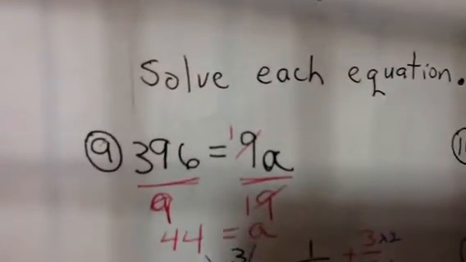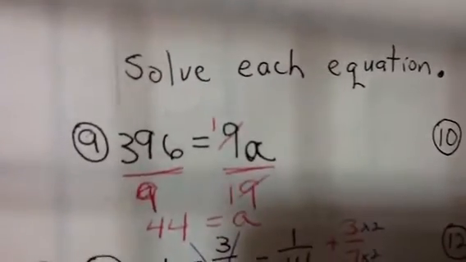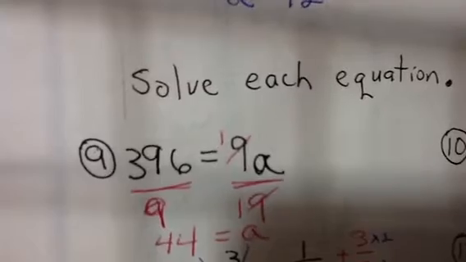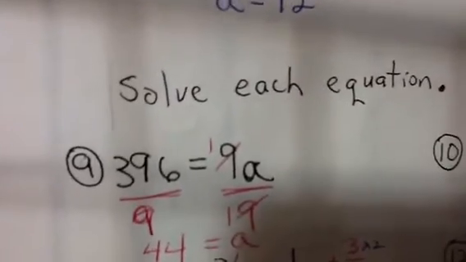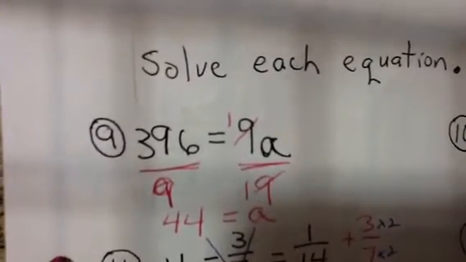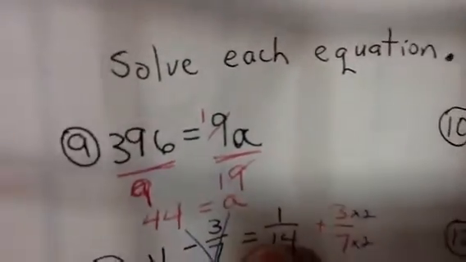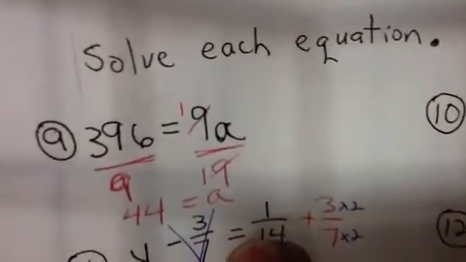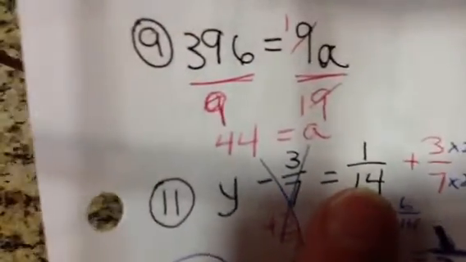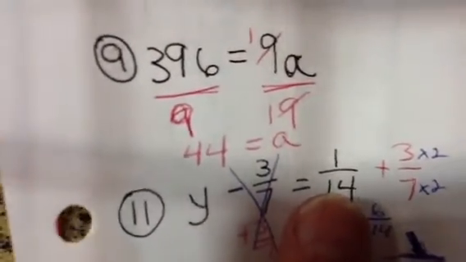Notice the original problem, 396 equals 9a. 9a means 9 times a, so I did the opposite, divide by 9, divide the other side by 9, and 9 divided by 9 becomes 1, a is alone. 396 divided by 9 is 44.